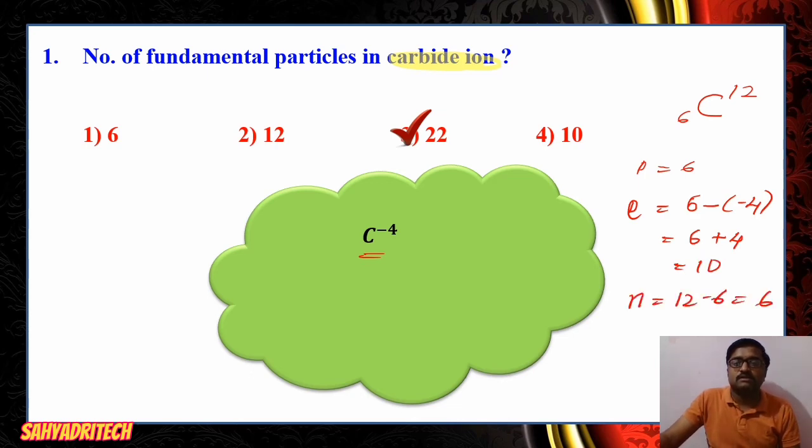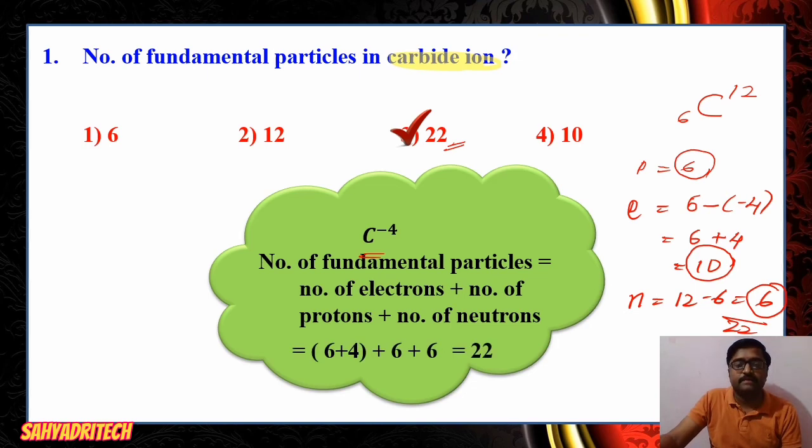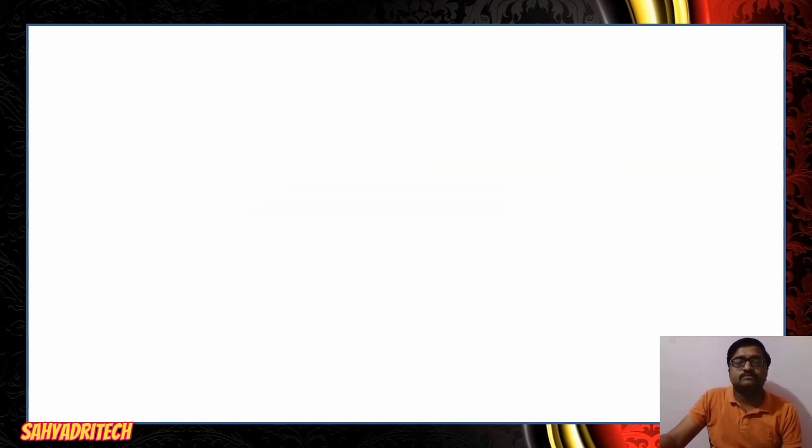Say number of protons 6. And what about electrons? 10. And what about neutrons? 6. So 6 plus 10, 16. 16 plus 6, 22. So what is the answer? 22. Okay. So number of fundamental particles they are asking. So total number of fundamental particles, that is number of electrons plus protons plus neutrons. Total 22 fundamental particles present. Okay. Yes. Next one. So number of electrons present in nitride ion.